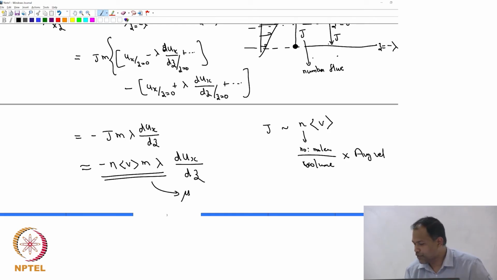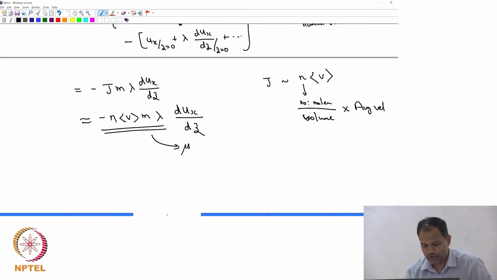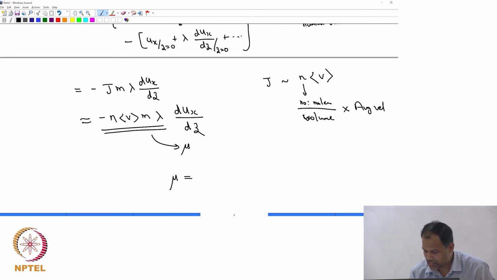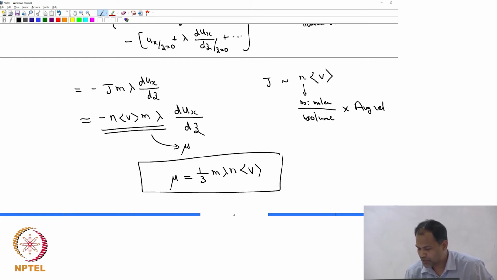In fact, if you do the proper derivation, what you find is that viscosity is equal to 1 by 3 m lambda n into average v. So, it is just that a complete derivation will give you this picture where only that prefactor changes.